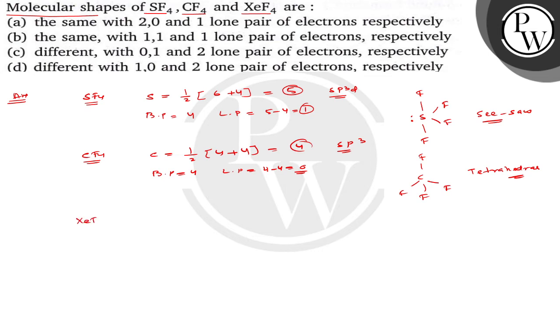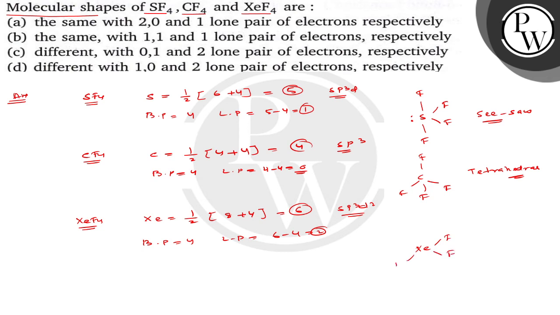In case of xenon tetrafluoride, the central atom is xenon and number of electron pair around it is half multiplied by 8 valence electrons plus 4 monovalent atoms, and this represents 6, and this gives the hybridization sp3d2 and the regular geometry is octahedral. Here the bond pair is 4 and number of lone pair is 6 minus 4, that is 2. So बच्चों in octahedral geometry, है ना, if there are two lone pairs of electrons then the shape becomes square planar.